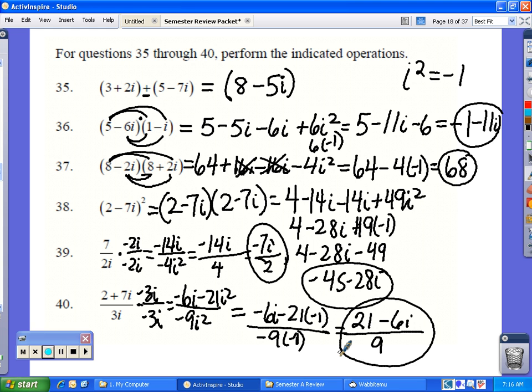You could actually go forward and simplify that a little bit more for number 40. And you could take out a 3 from all of those and simplify it to 7 minus 2i over 3. And that's the answer that you will actually see in your semester review packet answer key.